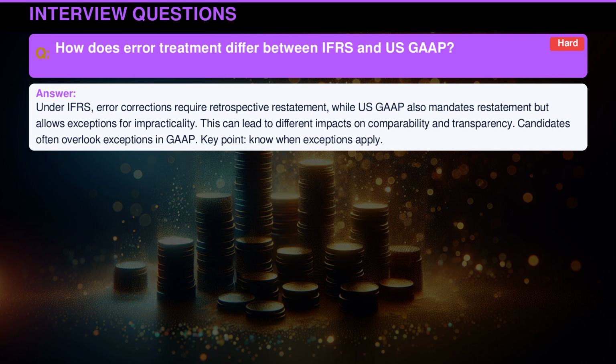Under international financial reporting standards, error corrections require retrospective restatement, while US generally accepted accounting principles also mandate restatement, but allow exceptions for impracticality. This can lead to different impacts on comparability and transparency. Candidates often overlook exceptions in generally accepted accounting principles. Key point: know when exceptions apply.